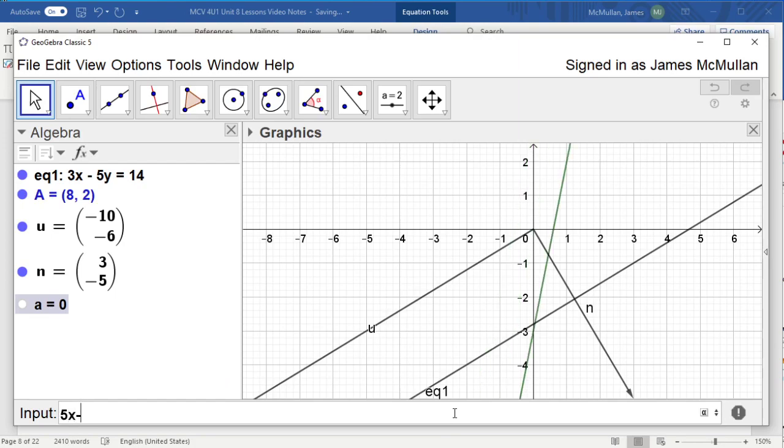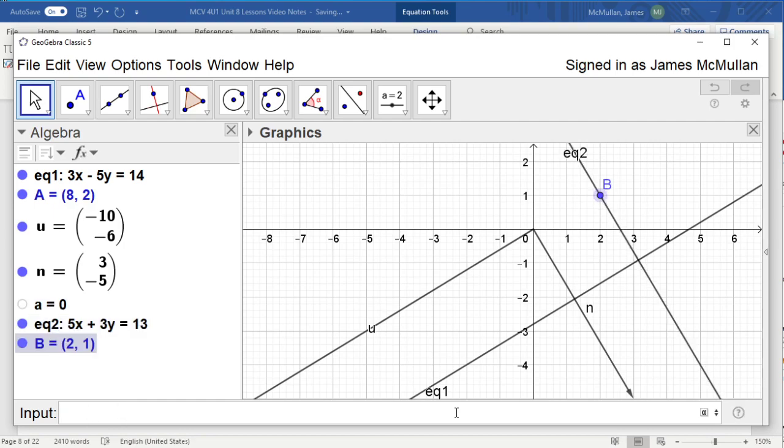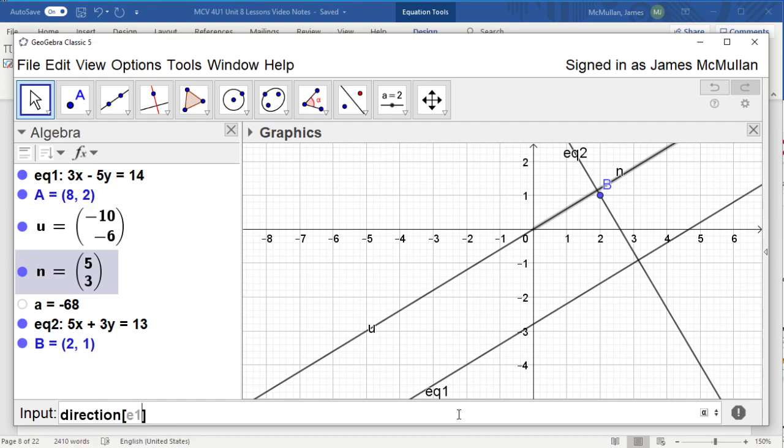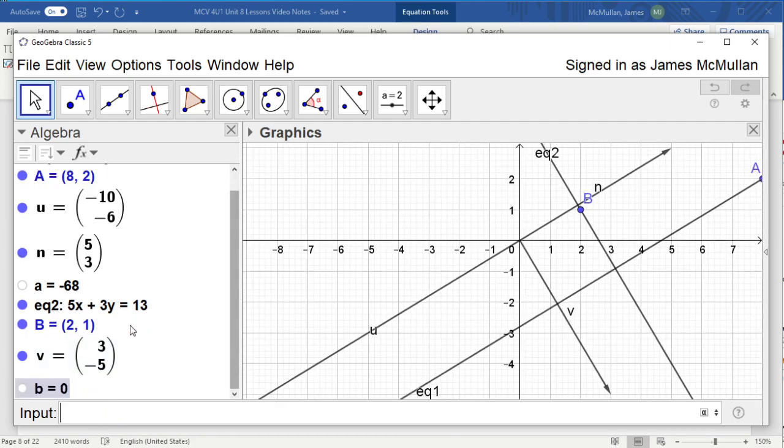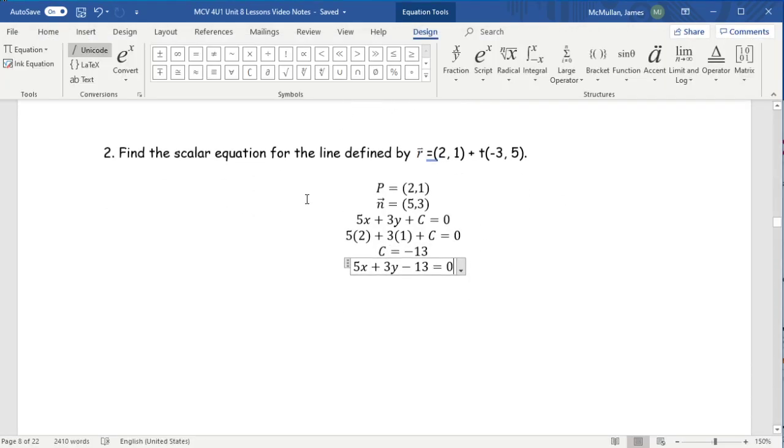5x plus 3y minus 13 equals 0. It does indeed pass through the point (2, 1). Its normal would be (5, 3), and its direction, the direction of EQ2, was (3, -5), and then we dot n and v, and of course we're going to get 0. So we know we got that right. Okay, so there's the scalar equation of that line.